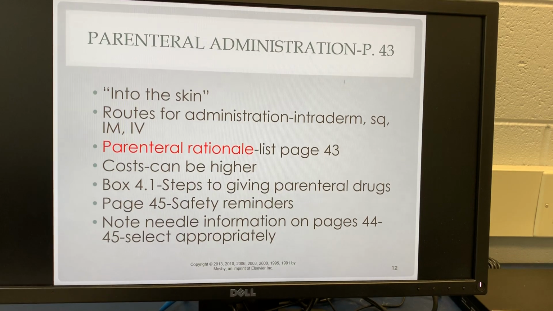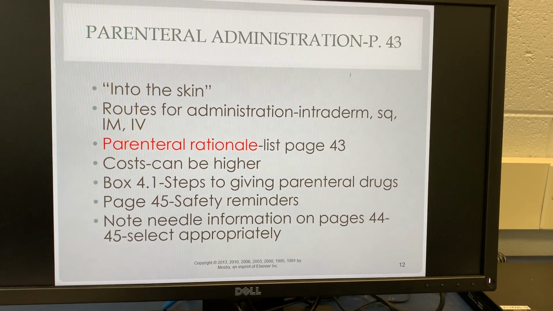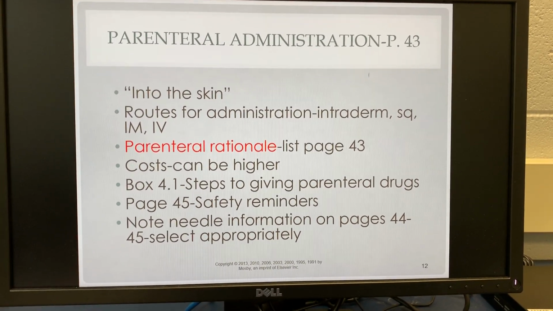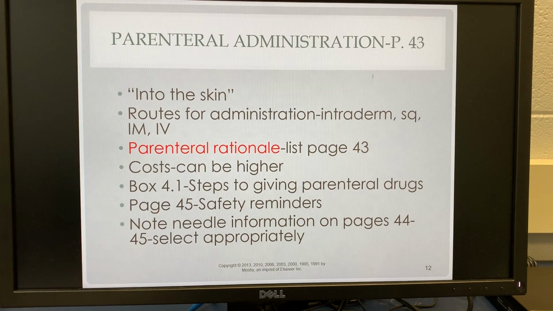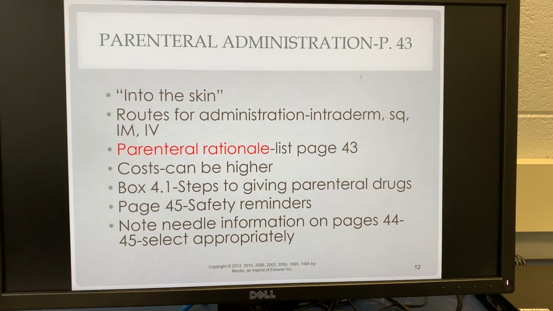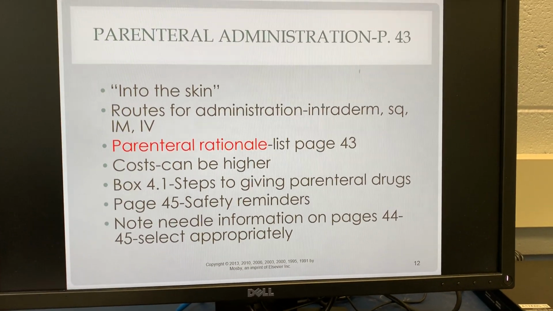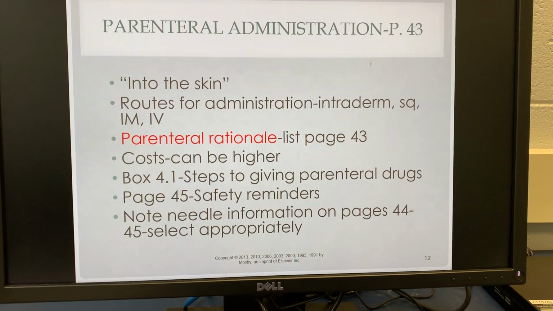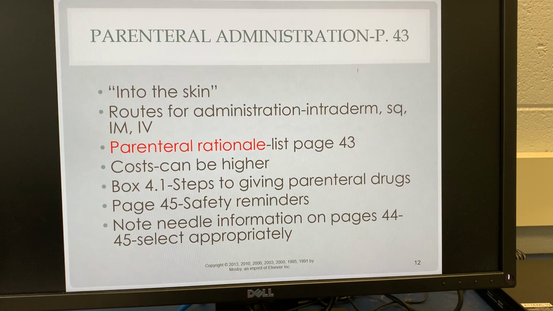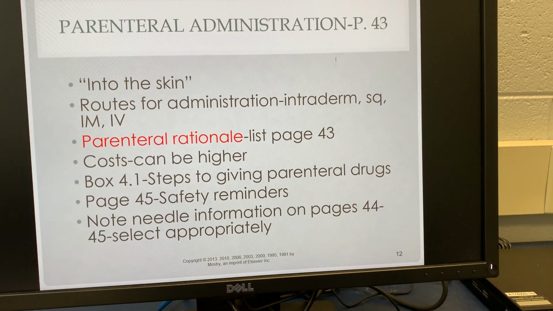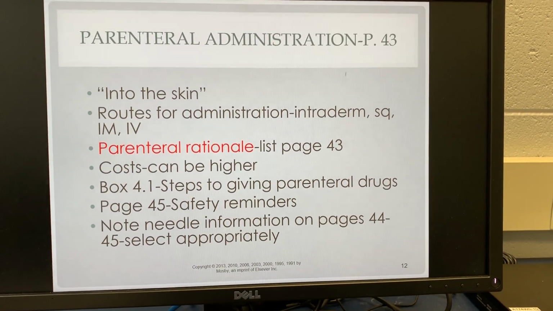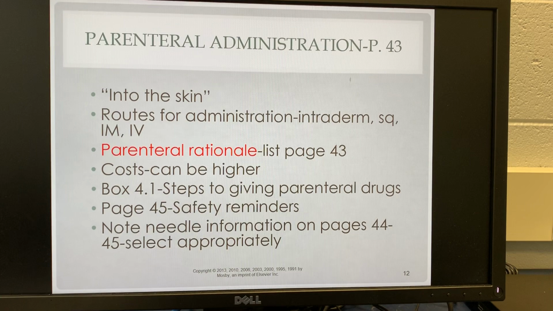On page 43, the rationale for giving parenteral drugs is on a list, why it's a good idea. And then there are reasons why it's not always a good idea. Unlike meds into the GI tract, which in a pinch, in an emergency, you could get the patient to get their stomach pumped or to induce vomiting. Generally, we wouldn't, but it's possible. Once you've injected something, it's permanent, especially in the IV. And so that's a disadvantage.